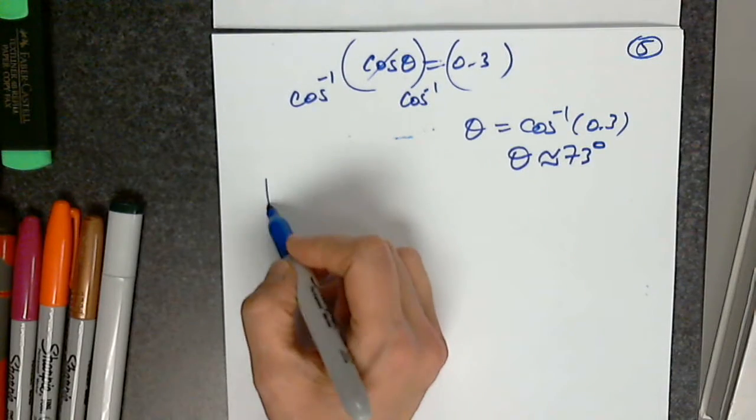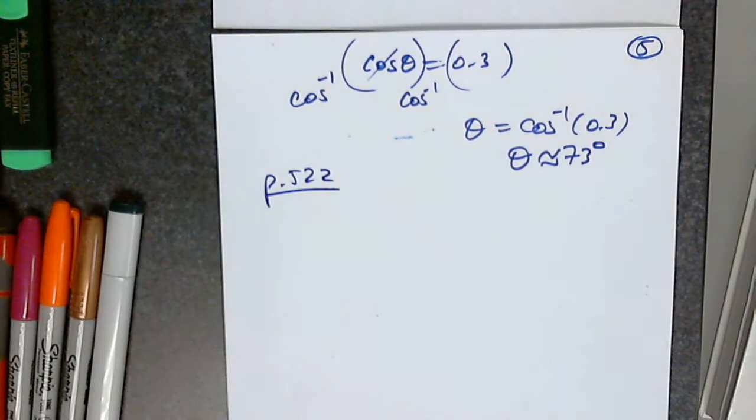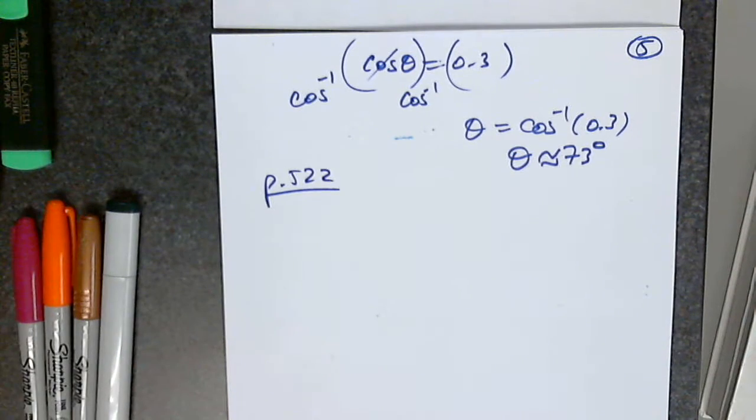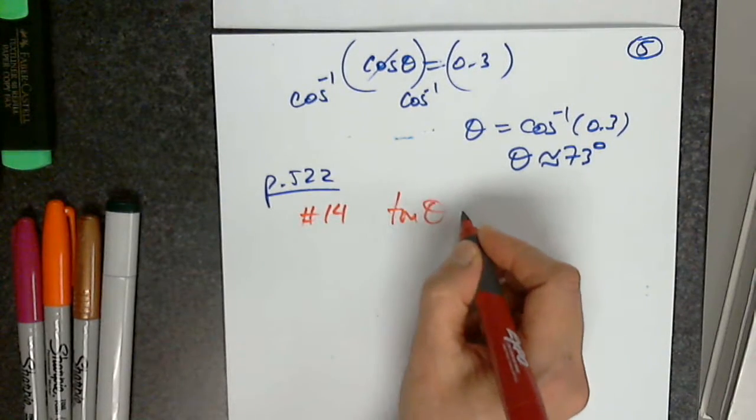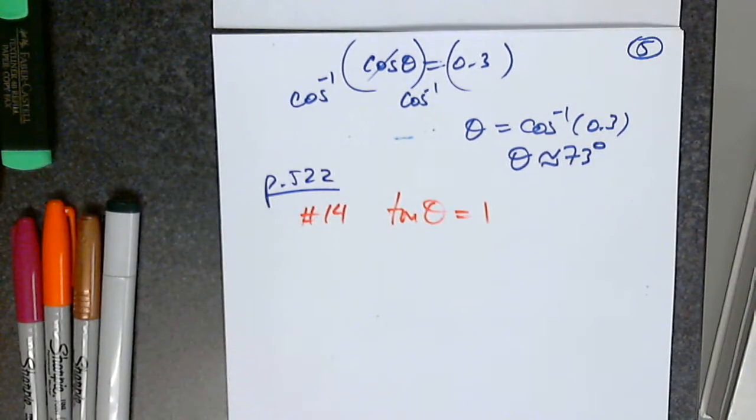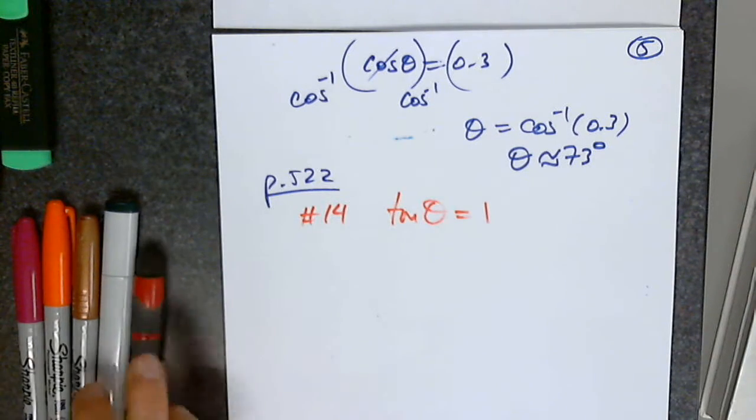On page 522, I want to show you a few types. Let's start with the simple one. Yes, there is such a thing as simple. Number 14: tangent theta equals 1. Now here's a question for you. What is the period of tangent? Pi. Cotangent and tangent have period pi. Everything else has 2 pi. Excellent. Keep that in mind for a second.